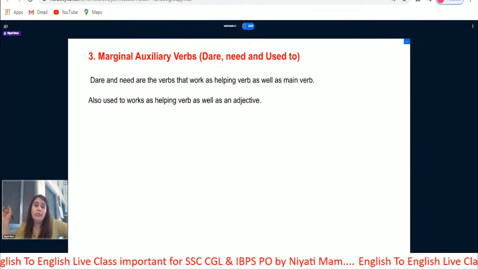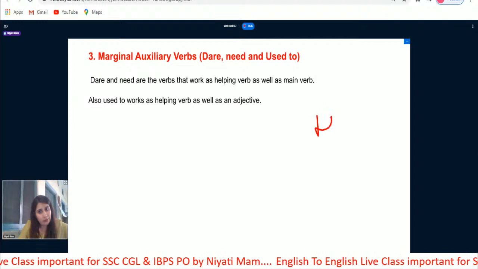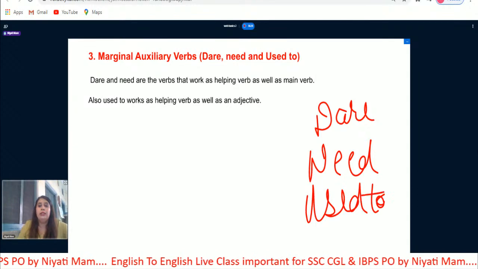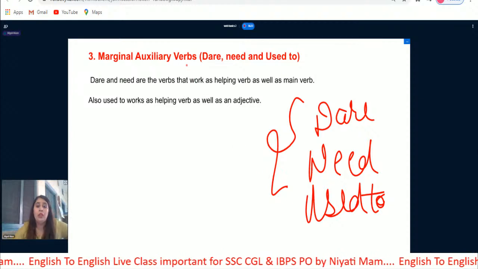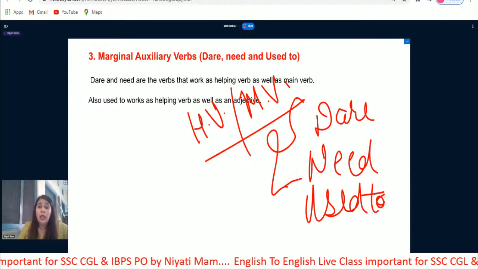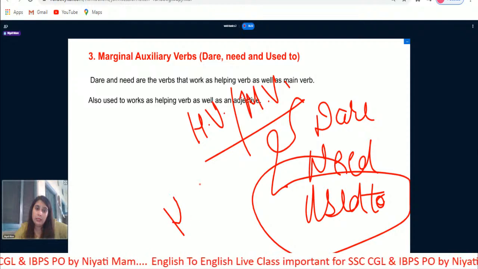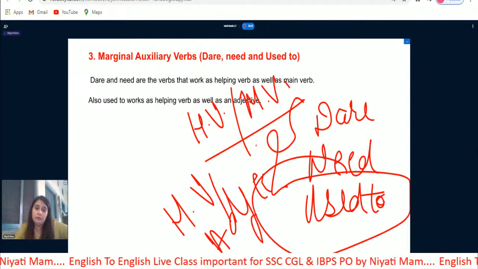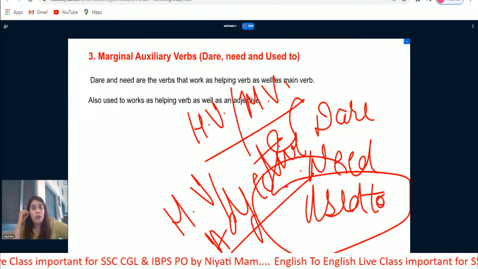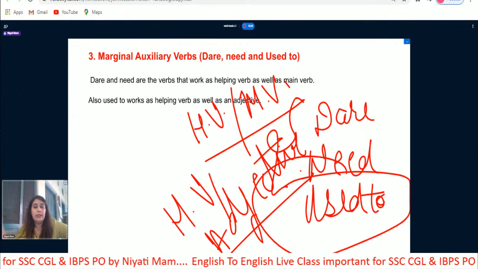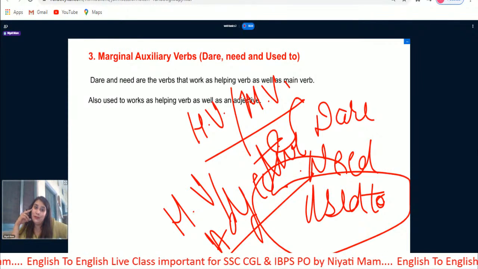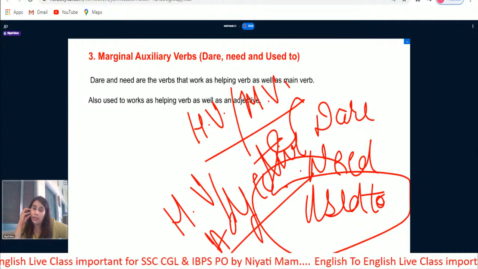The third type of verb now is marginal auxiliary verb. There are three verbs here: dare, need, and used to. Now, you need to understand that dare and need can be used as helping verb as well as main verb. And used to can be used as helping verb or as an adjective. Dare and need are verbs that work as helping verb as well as main verb. Also used to works as helping verb as well as an adjective.